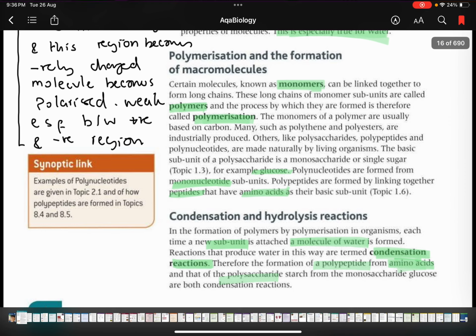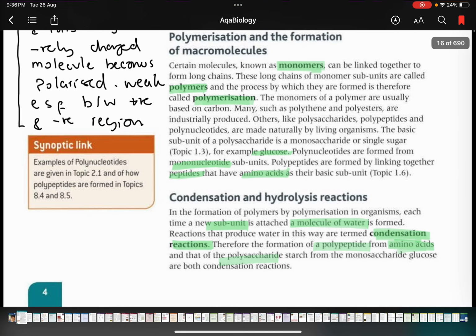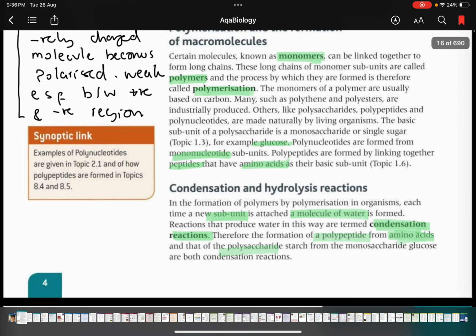Poly means many, and I think mono means one. Now, the monomers of a polymer are usually based on carbon. Many, such as polythene and polyesters, are industrially produced, and we learned about these in chemistry. Others, like polysaccharides, polypeptides, and polynucleotides, are made naturally by living organisms. We learned about polypeptides in proteins and how amino acids join with one another to form a polypeptide chain. You might start seeing the pattern: amino acids are essentially the monomer in this case, and the fact that they're bonding to each other and forming a chain suggests that the polypeptide chain is actually the polymer.